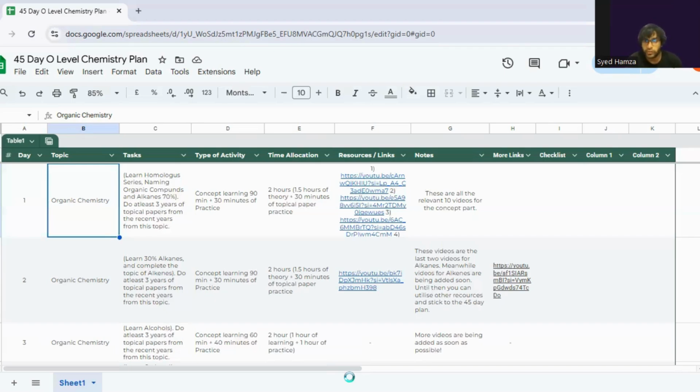Okay, hello everybody. So this is the 45-day plan that I've created for O-level chemistry 5070. Basically, I've taken the entire content for O-level chemistry and broken it down into different chapters that you need to do at different time intervals. Over the course of 45 days, you need to give yourselves at least 2 hours of focused study time. That is really needed for you to cover it.